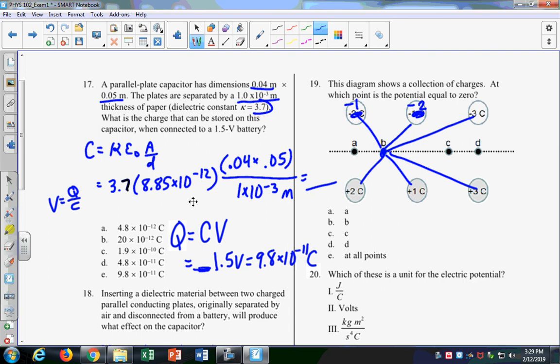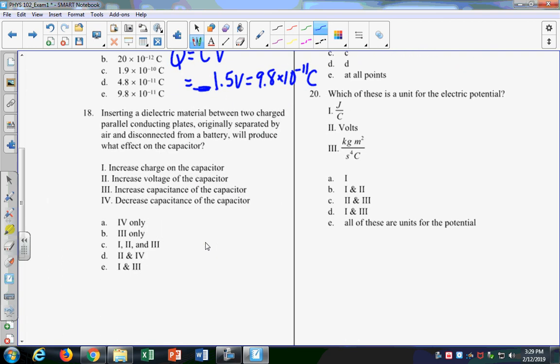All right? 18? Sure. So what happens if you insert a dielectric material between two charged parallel conducting plates?